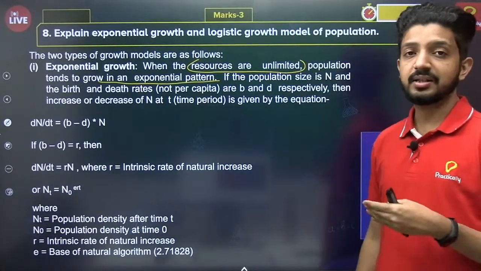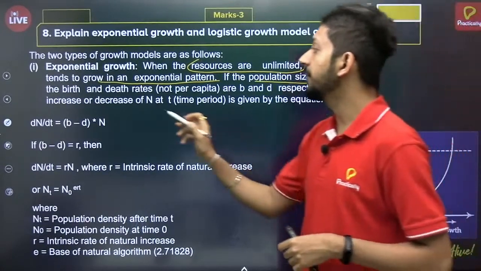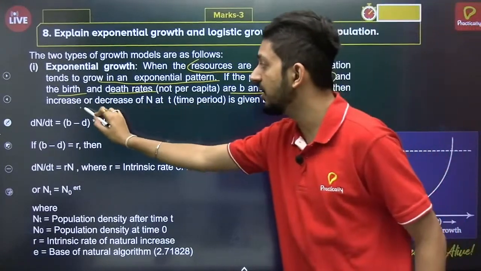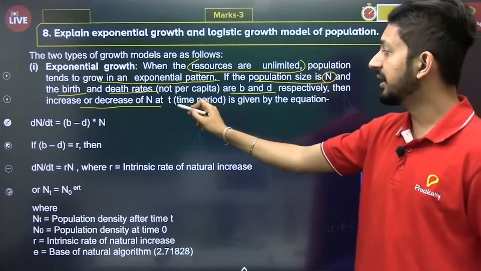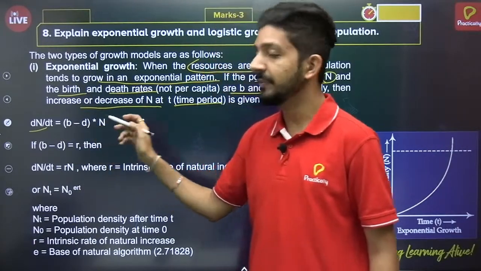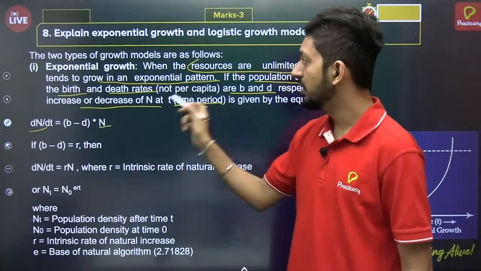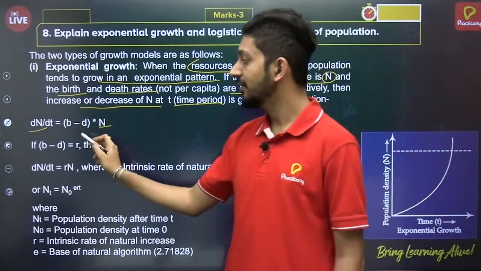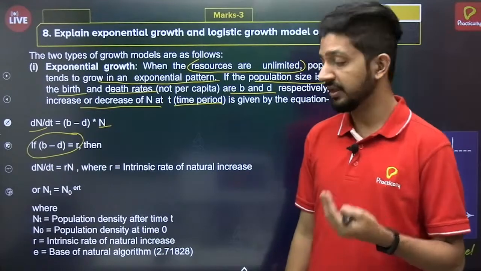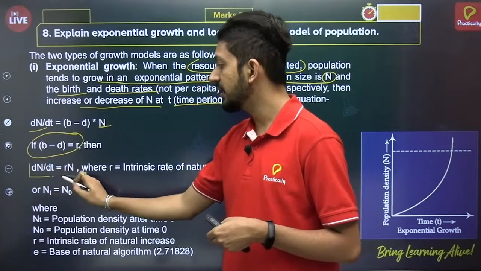So how is the equation and the graph derived? If the population size is N and the birth rate and the death rate are b and d respectively, then the increase or decrease of N, that is the rate at time period t, will be given by dN/dt = (b - d) × N. That is birth rate minus the death rate, multiplied by N, the population size. Now if we consider b - d as r, where r is the intrinsic rate of natural increase, then the equation is given as dN/dt = rN.